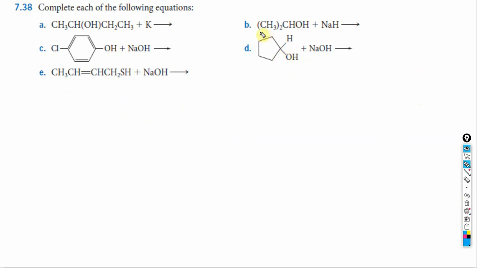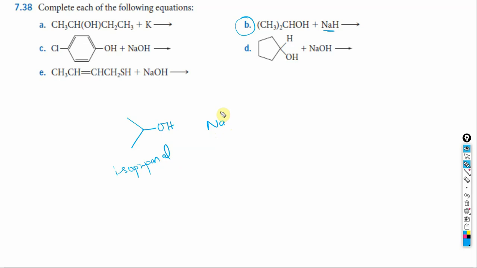Second one, this is something that I did not discuss in the classroom, but I'm just going to mention it here because it's not a very complicated reaction. So we are again going to have the reaction between an alcohol and a sodium hydride. So let's first look at the alcohol. You have two methyl groups, a CH, and that CH has an OH, so you can clearly see that this is isopropanol, and you're reacting this with sodium hydride.